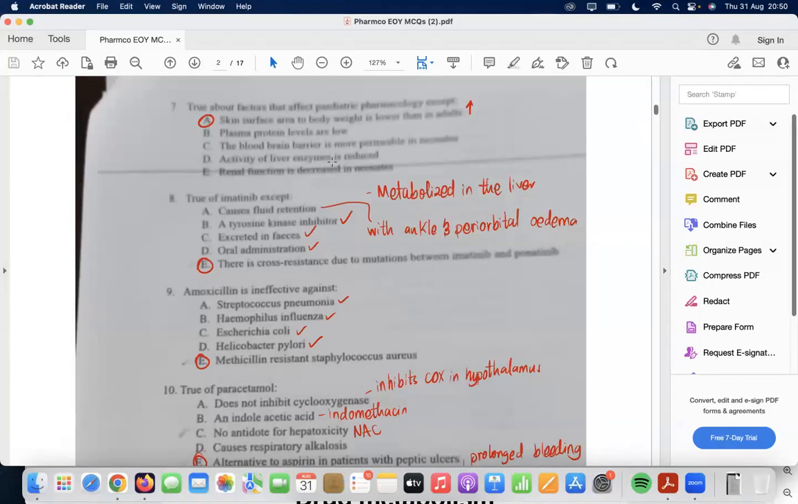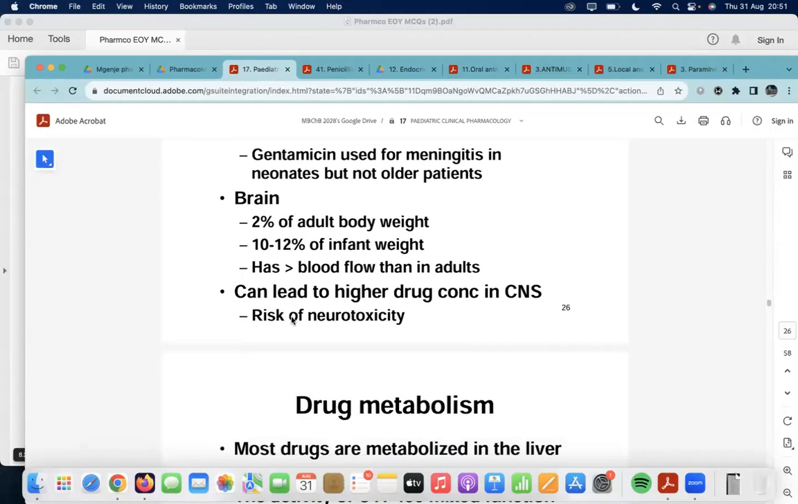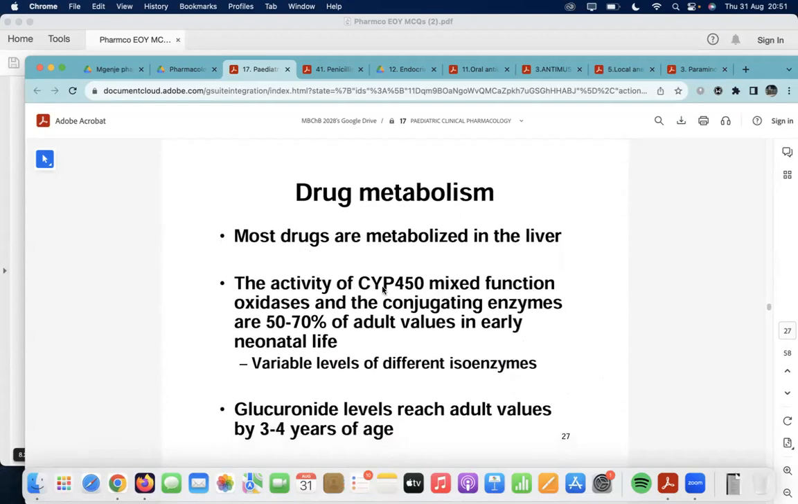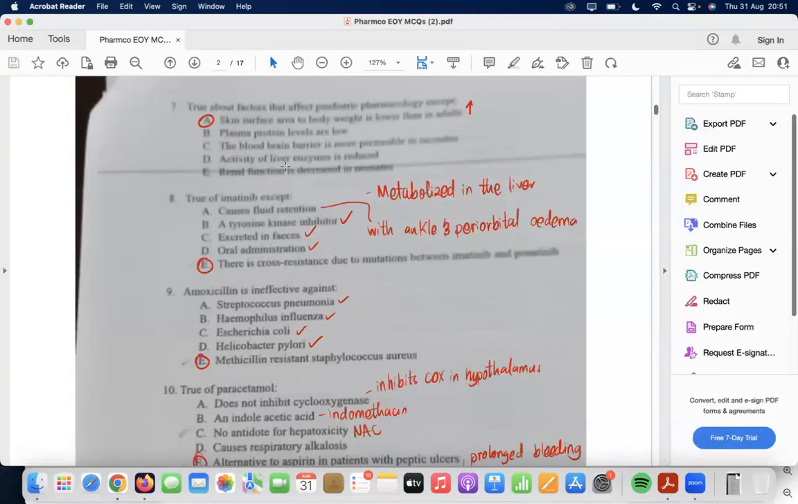Choice D, activity of liver enzymes is reduced. We can get that in slide 27, drug metabolism. Most drugs are metabolized in the liver. The activity of CYP450 mixed function oxidases and the conjugating enzymes are 50 to 70% of adult values in early neonatal life. In short, they are less than 100% of the adult values, meaning they are less than in the adult values.